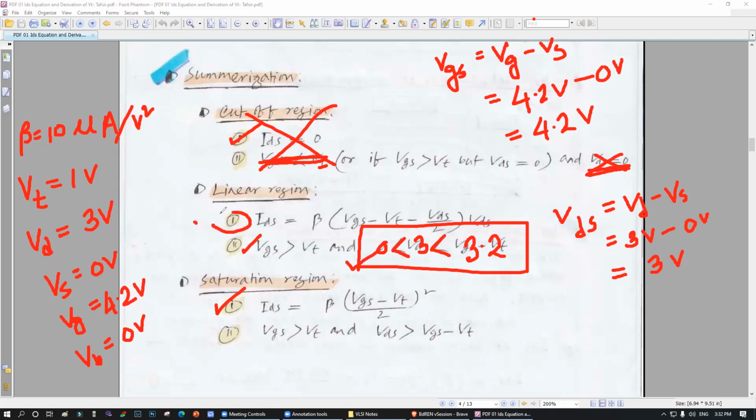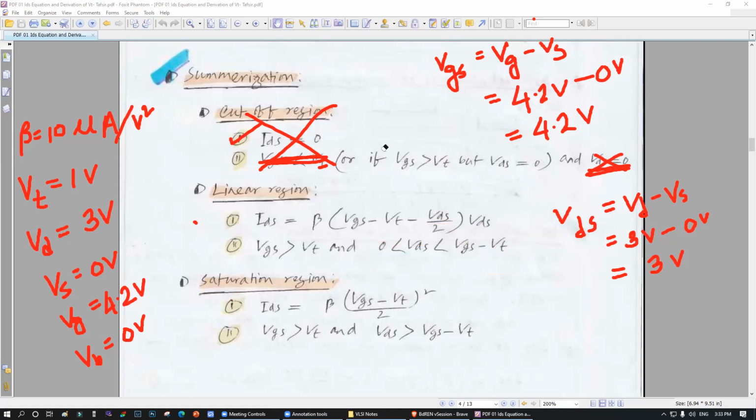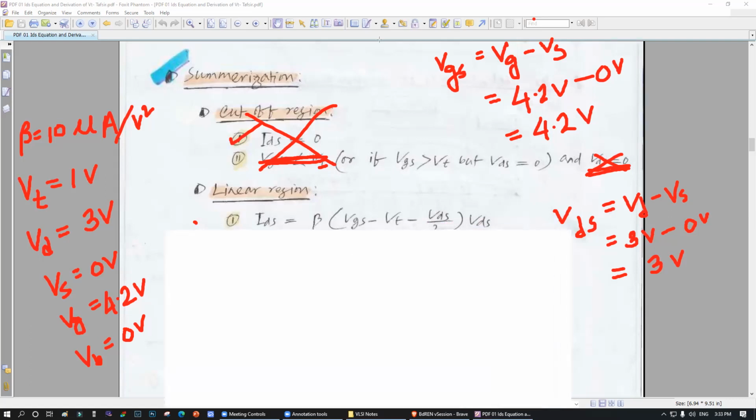So this is our equation now. This is in linear region. So explain why this is in linear region by showing me this condition. Then you have to use this equation. Now I am going to use this equation to find out. Let me clear some space so that I can do some math.